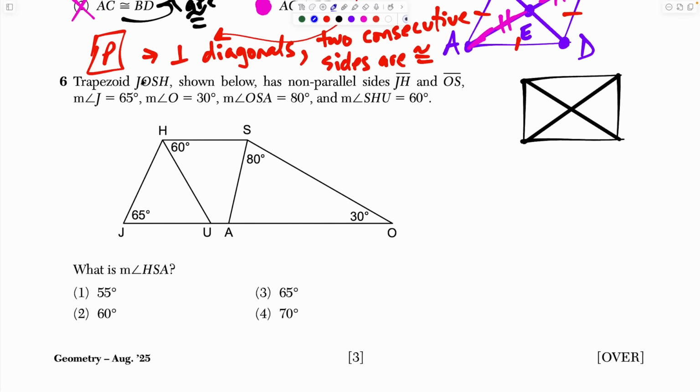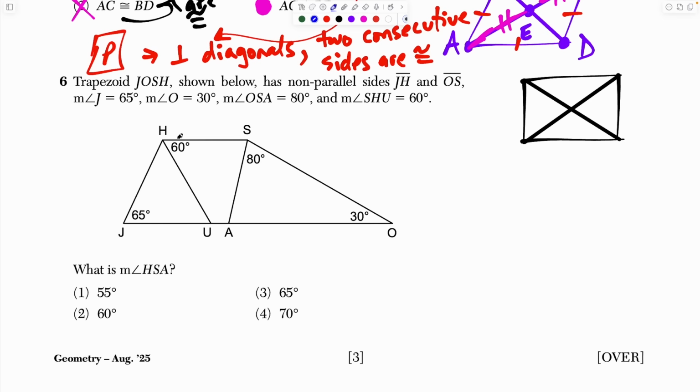Question 6, trapezoid JOSH, shown below, has non-parallel sides JH and OS. The measure of angle J equals 65 degrees, the measure of angle O equals 30 degrees, and the measure of angle OSA equals 80 degrees. And we also have here the measure of angle SHU equals 60 degrees. And we want to find what is the measure of angle HSA.